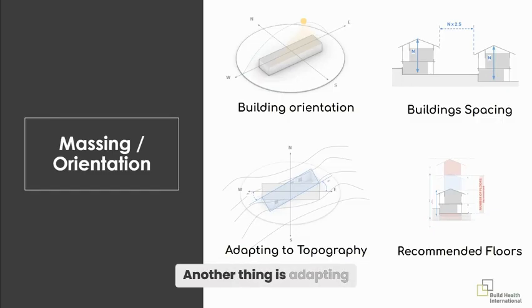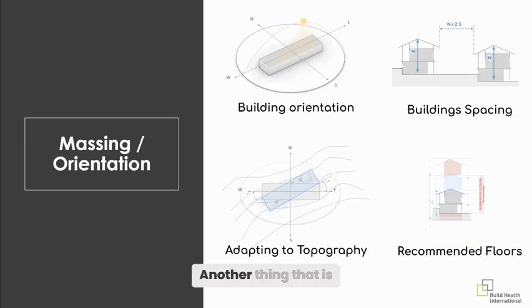Another thing is adapting to topography. Sometimes people will go with the topography when you are in a hilly area, because there are uphill and downhill breezes, but you have to make sure that you are kept within these 25 degrees.